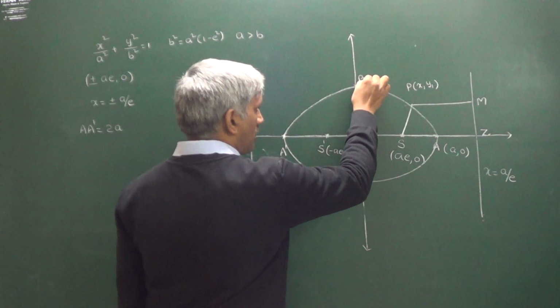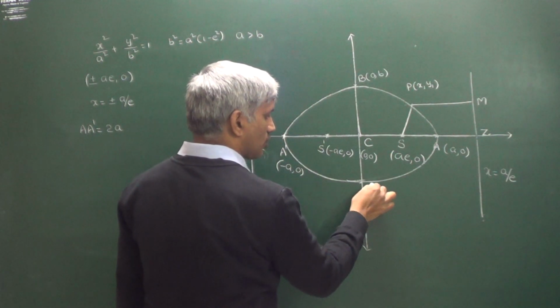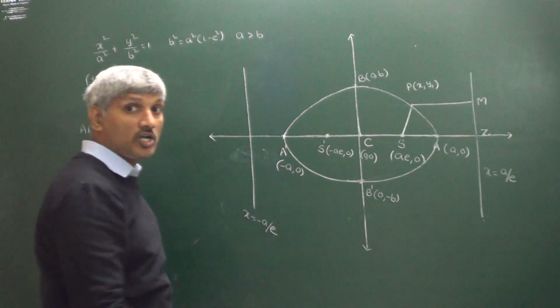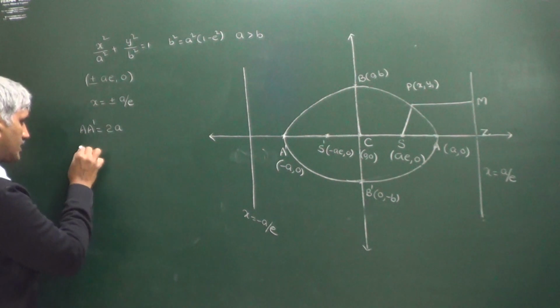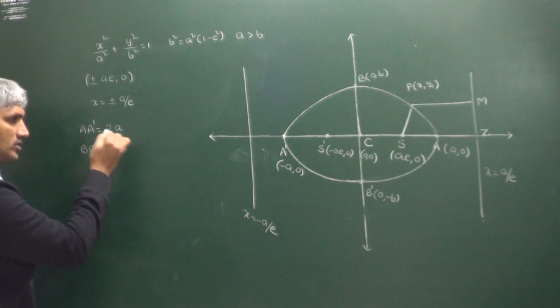Now you know this point as (0, b) and this point as (0, -b). So here B'B is called the minor axis. Minor axis length, that means B'B, is equal to 2b, that is the minor axis.